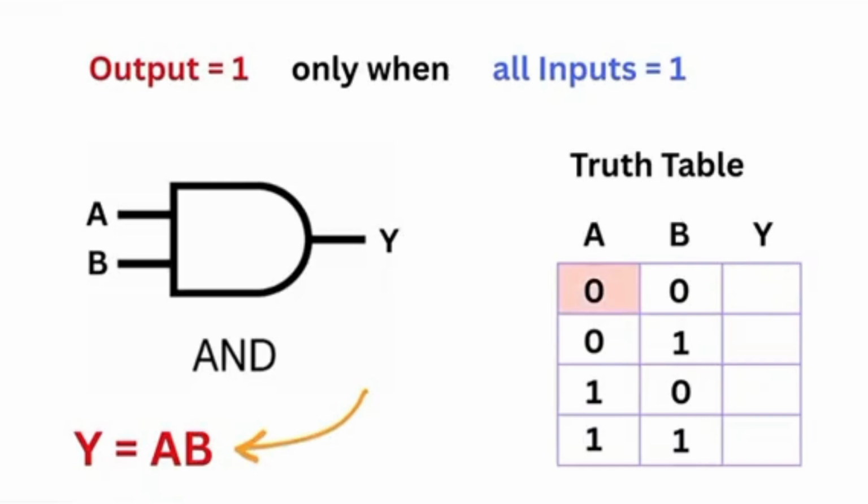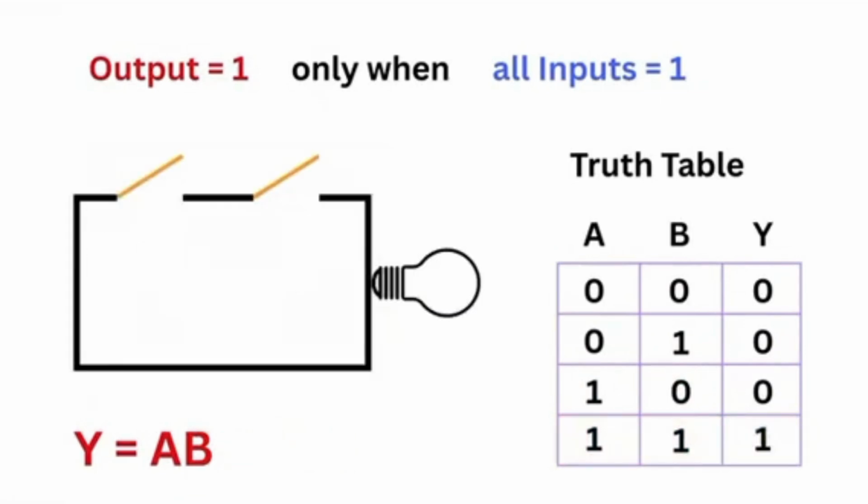If A is 0 and B is 0, then 0 multiplied by 0 equals 0, so output is 0. If A is 0 and B is 1, 0 multiplied by 1 equals 0, so output is 0. If A is 1 and B is 0, 1 multiplied by 0 equals 0, so output is 0. Only when A is 1 and B is 1, 1 multiplied by 1 equals 1, so output is 1. So both intuition and formula give the same truth table. The output will be 1 only if all inputs are 1, otherwise it will be 0.